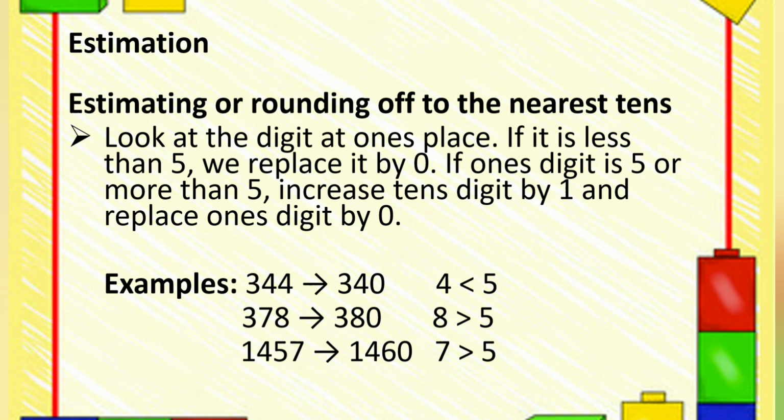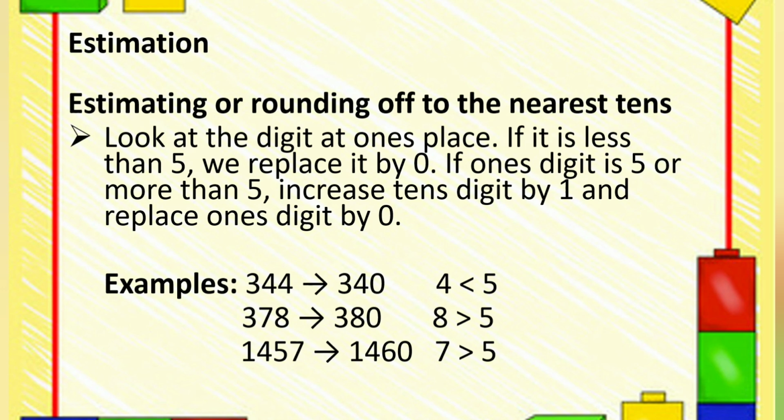First, look at the digit at one's place. If it is less than 5, we replace it by 0. If one's digit is 5 or more than 5, increase tens digit by 1 and replace one's digit by 0. Some examples are given.